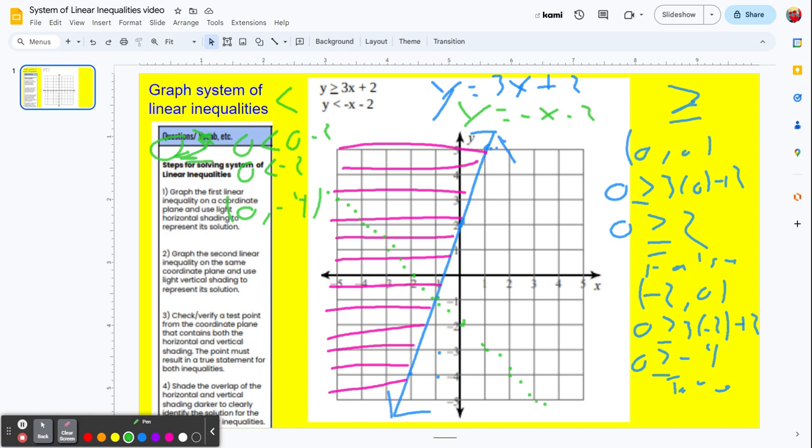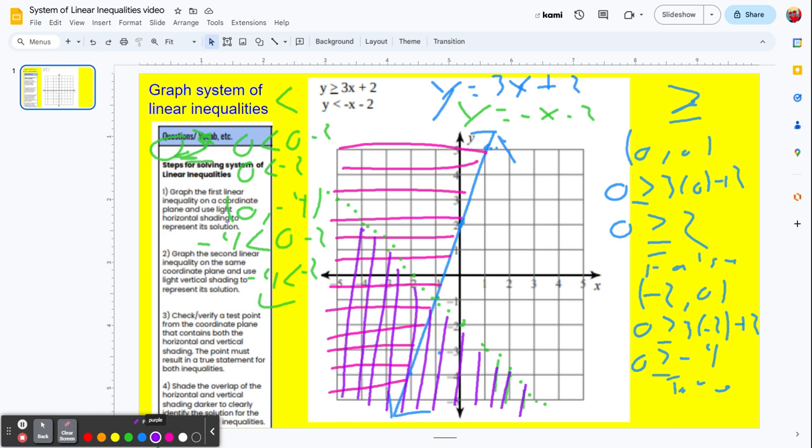Substitute that into the inequality: negative 4 is less than 0 minus 2. So negative 4 is less than negative 2. That is true. So that means we're going to shade below the green line. I'm going to do vertical shading here. Oh, I didn't want to use green. Let me change colors here. Let's go purple. Vertical segments here below. And you'll start to see how I crisscross with my pink horizontal shading.